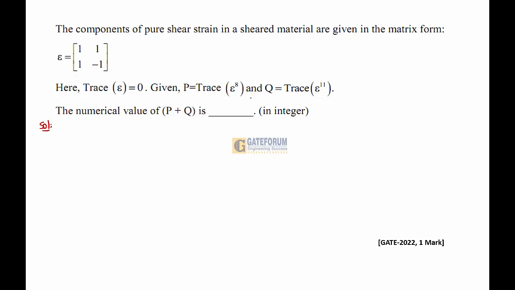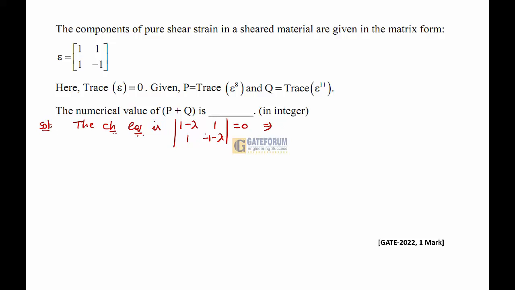That is easy, instead of normal multiplication of epsilon power 8 by matrix multiplication. Here matrix multiplication will take more time. So first find the characteristic equation. The characteristic equation is the determinant: subtract lambda from the diagonal elements of the given matrix, 1 minus lambda, 1, 1, minus 1 minus lambda, equal to 0. So AD minus BC.